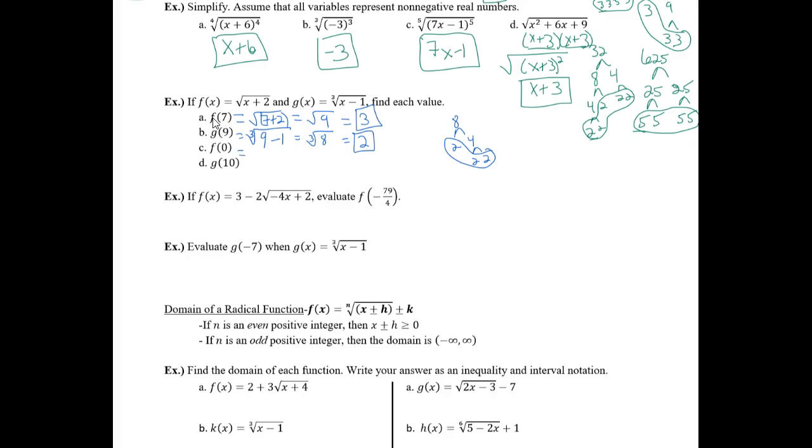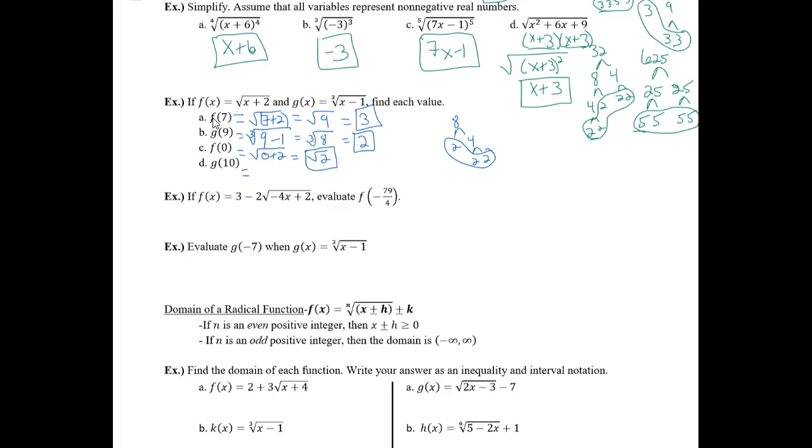On this next one, I say evaluate f of 0. So everywhere we see an x, we're going to plug in 0. 0 plus 2 is 2. And 2 itself is not a perfect square. So you need to pay attention to the directions on your homework. Do they want you to leave it in exact form, which should just be the square root of 2? Or do they want you to round it to a specific place value? Okay, so look for that.